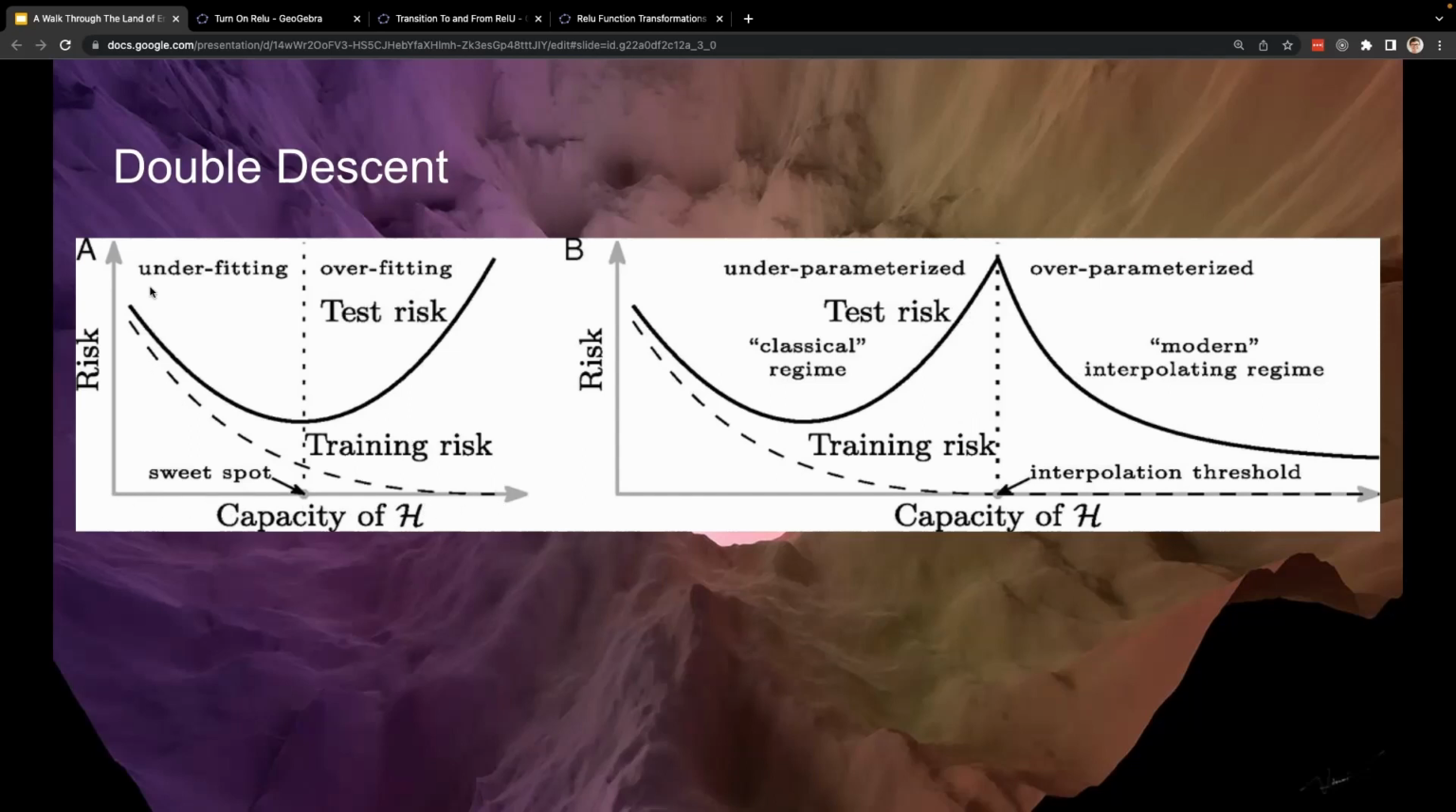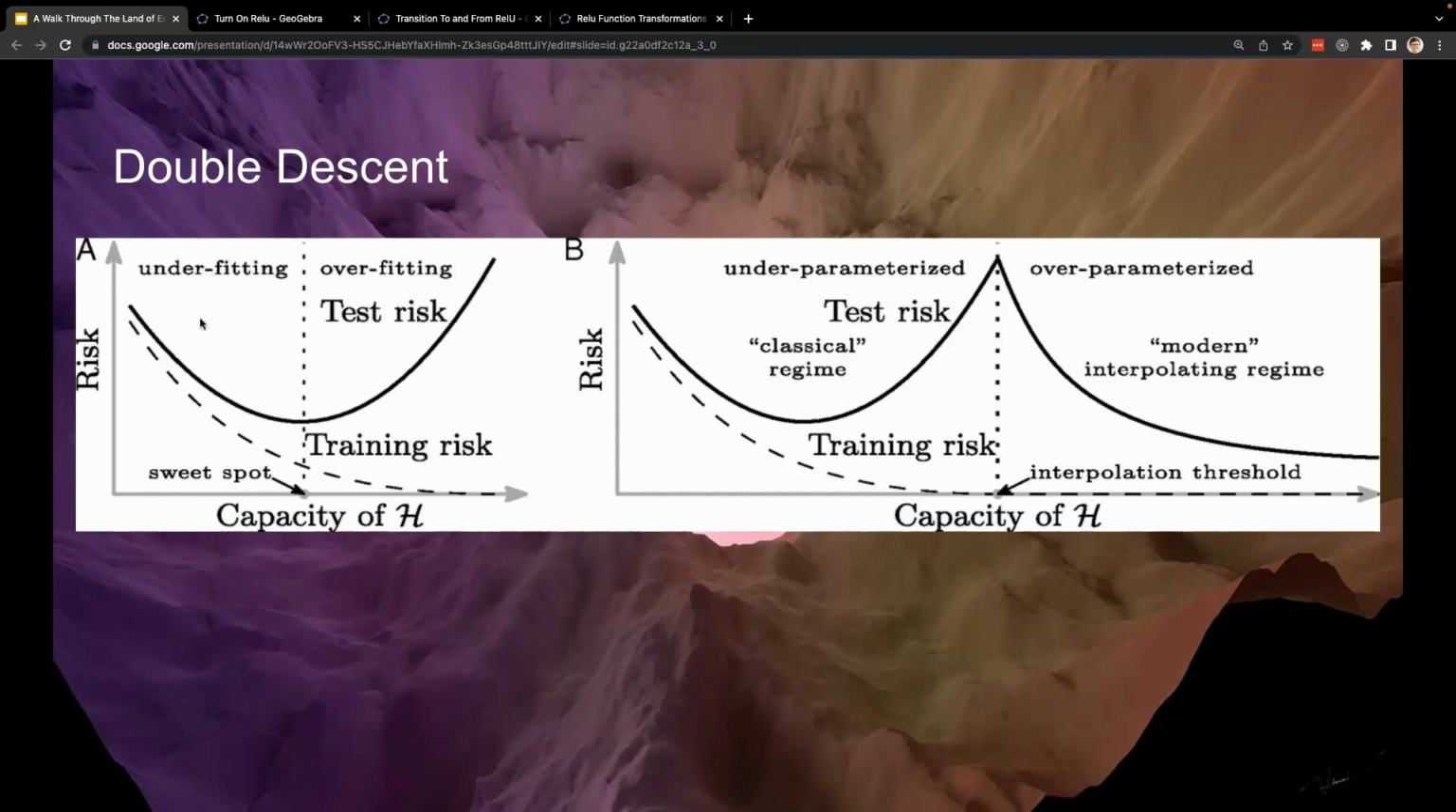In the typical viewpoint, with fewer parameters we're going to underfit, so we train more. And the word risk is also sort of like error. As we get bigger and bigger, the training error goes down. But as we add more capacity or more parameters, this test risk goes up because we begin to overfit. What we're finding now is that if we continue increasing the number of parameters, then the test error actually drops back down again. They call that double descent.